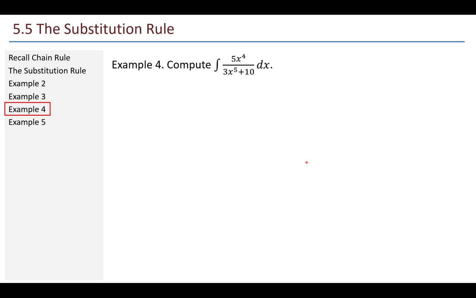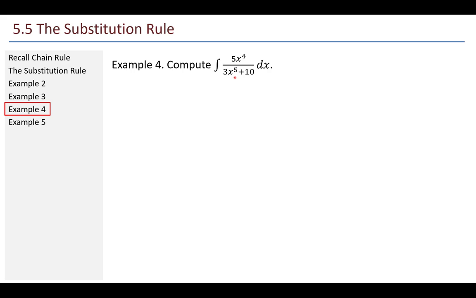All right, another example. This one, it's not entirely clear what my u should be. I don't really see an inside function. But I do see something that's suspicious. This top, the numerator, 5x to the 4, is almost like the derivative of the bottom. The derivative of the bottom is 15x to the 4. So I'm just off by a constant factor.